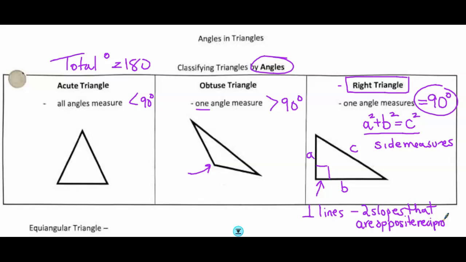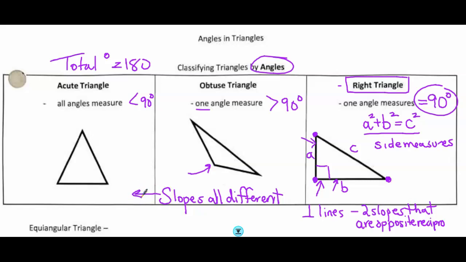But this line here and this line down here, they would have to have opposite reciprocal slopes. If you had ordered pairs, so if you had this point and this point, you could find this line's slope. And if you have that point and that point, you can find that slope. And if you have opposite reciprocals, you know you have a right triangle. But in an obtuse, the slopes would all be different, and the same thing goes for acute triangles.